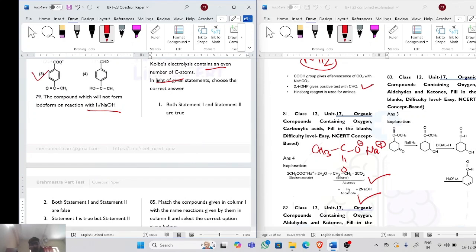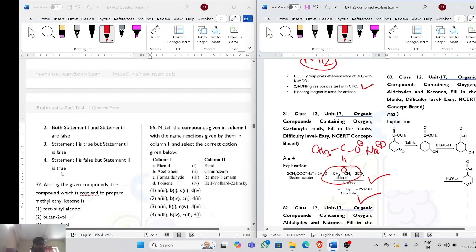In Kolbe electrolysis, there will be an even number of carbons. Clearly from the reaction you can see there will be an even number of carbons. Hence statement 1 is incorrect, but statement 2 is correct. So option number 4 is our correct answer.